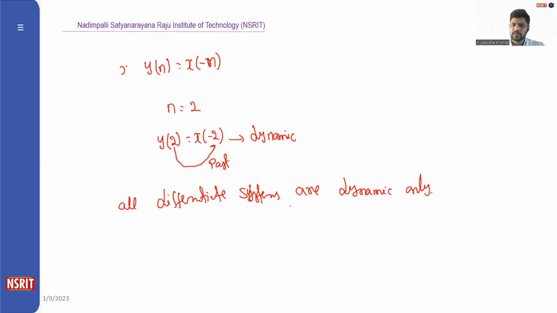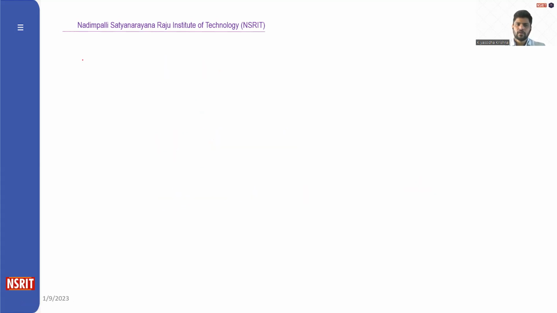All the differential systems are dynamic only. And the next signal is the same signal, causal and non-causal systems. Causal and non-causal, the same study as we did earlier for the static systems, here also will be different. So first we learned the causal system.